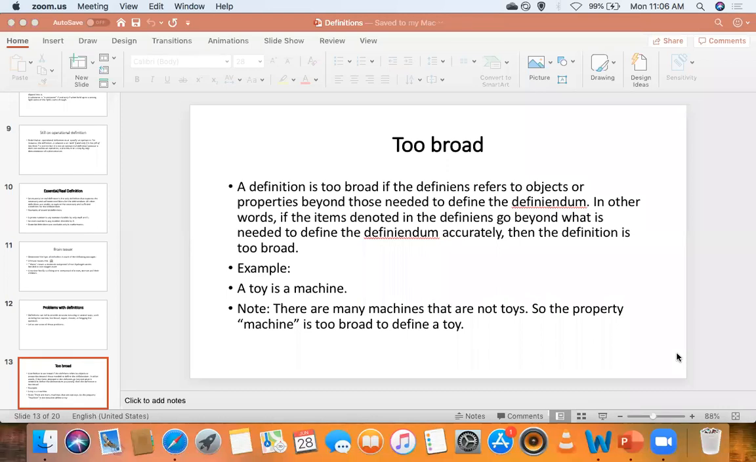The word machine contains a lot of objects that are not toys. So such a definition is too broad. So that's what it means to say a definition is too broad. Okay.